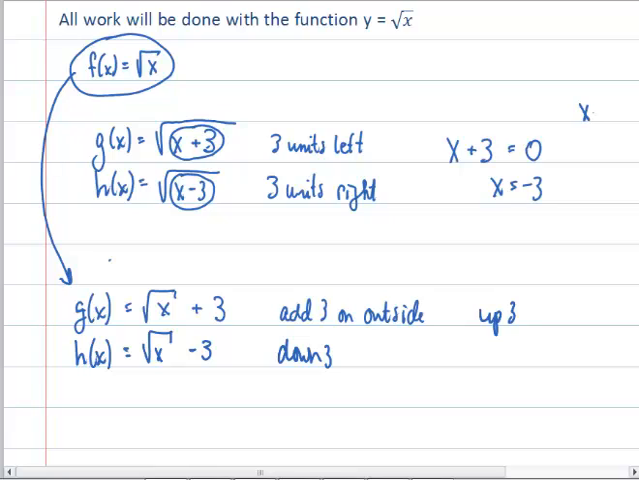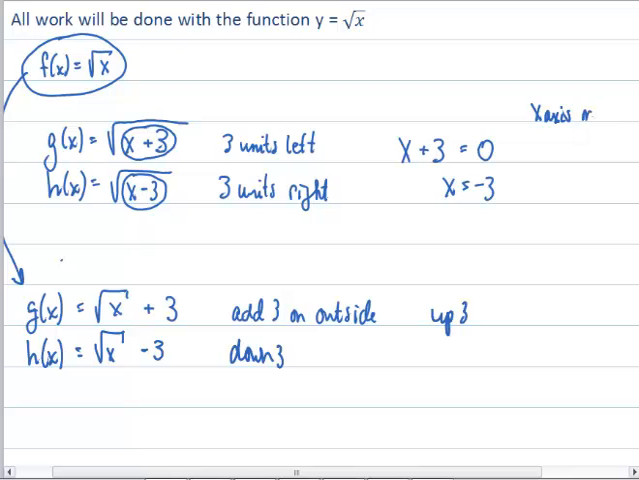So, for x-axis movement, that happens on the inside of the function. For y-axis movement, it's on the outside.